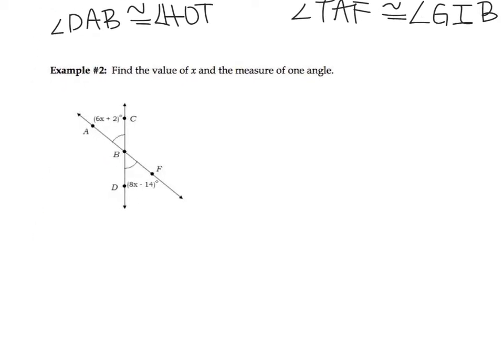In our second example, we want to find the value of x and the measure of one angle. We aren't given the measure of the angle, but each angle has an arc, which means they're congruent, which means their measures are the same. So I know 6x plus 2 has to equal 8x minus 14, since they have to be the same measure. And then I just solve the equation for x.